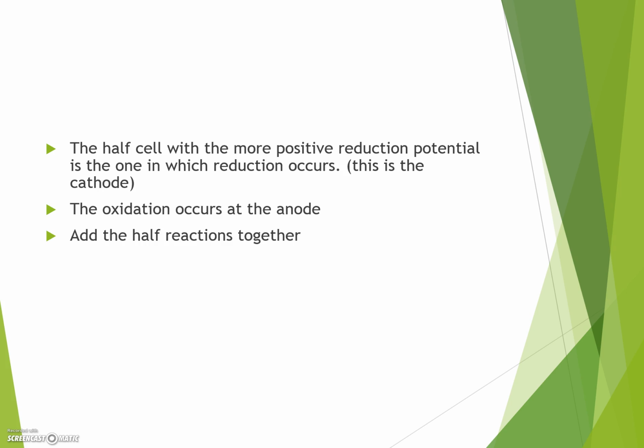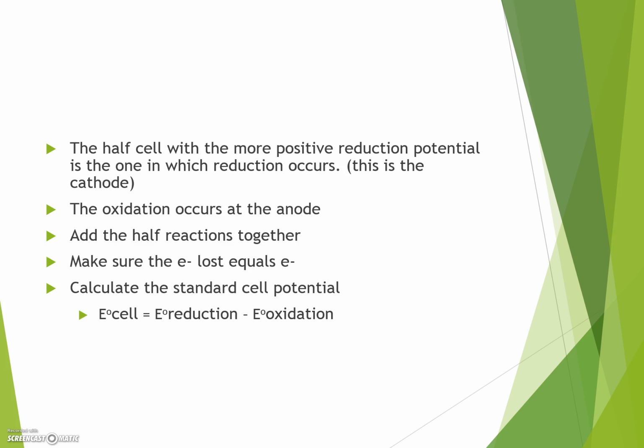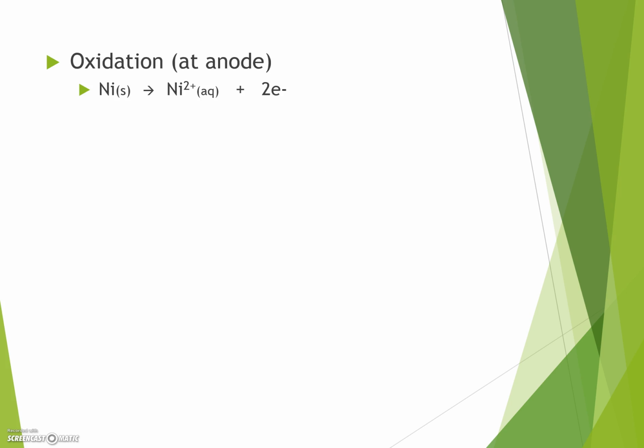The next thing we're going to do is add the two half reactions together. But remember, from balancing redox reactions, we need to make sure that the electrons lost equal the electrons gained. And then once we do that, we can calculate the standard cell potential by taking the standard reduction potential for the reduction half reaction and subtracting the standard reduction potential for the oxidation half reaction. So by looking at the values on the table, we're going to decide that the nickel is the one that's going to be oxidized because it's got the smaller standard reduction potential.